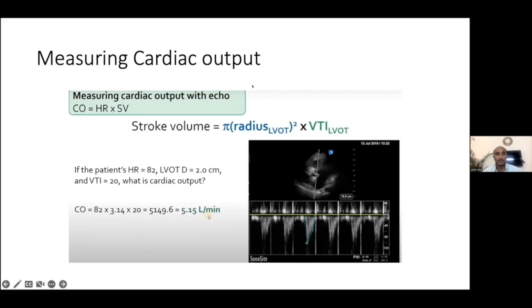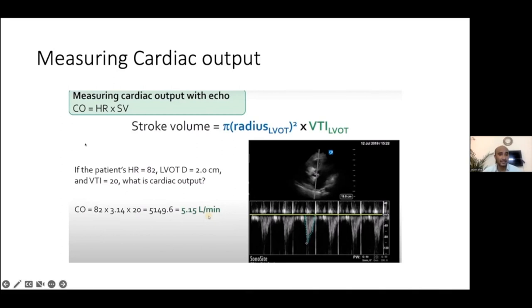stroke volume. Stroke volume is pi r squared of the LVOT into VTI LVOT. The radius is what you have measured, multiplied by the VTI LVOT, which is obtained from the five chamber view by measuring the VTI.